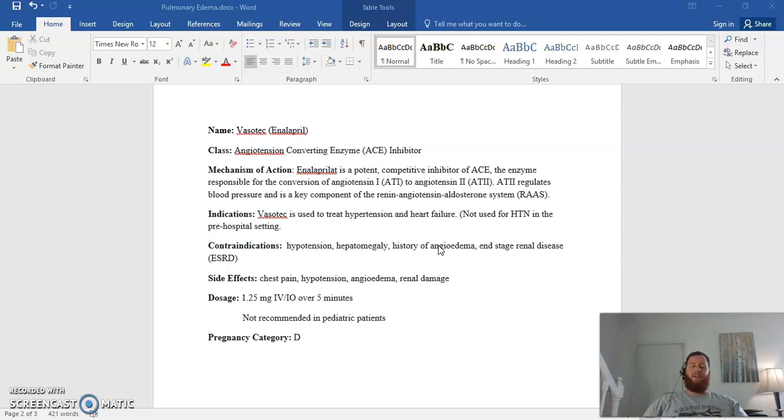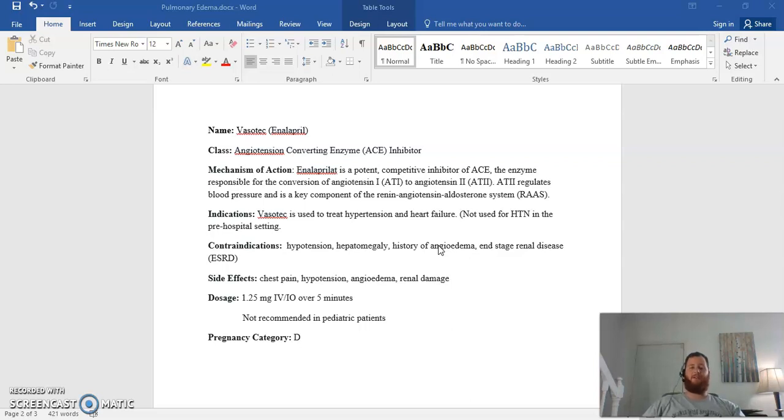All right, so our dose is 1.25 milligrams IV or IO over 5 minutes. You can go about this a lot of different ways. I like to hang it in a 100 cc bag of fluid and adjust my flow rate to make it run right at 5 minutes. I've seen people draw it up into a 10 cc syringe and just give a milliliter or two every minute or so. Whatever floats your boat, but just make sure that we are giving it over 5 minutes.